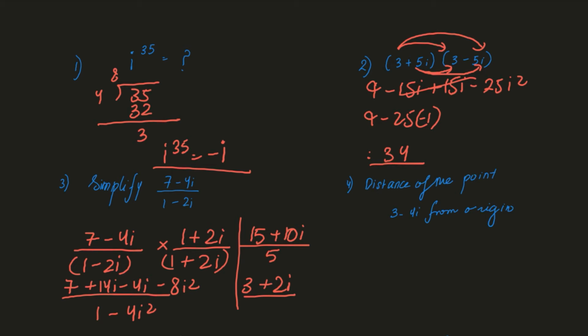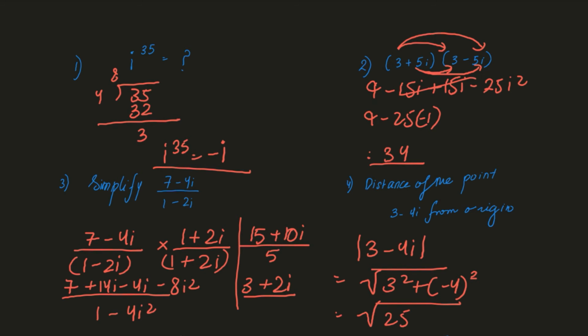Alright, so distance of the point 3 minus 4i from the origin. So we already know that this is just another way the SAT examiners can ask you to calculate the modulus or the magnitude. So root of 3 square plus minus 4 square. And as we already know from the video, we will not be taking i in this root formula. So this gives you root of 25, which is 5.